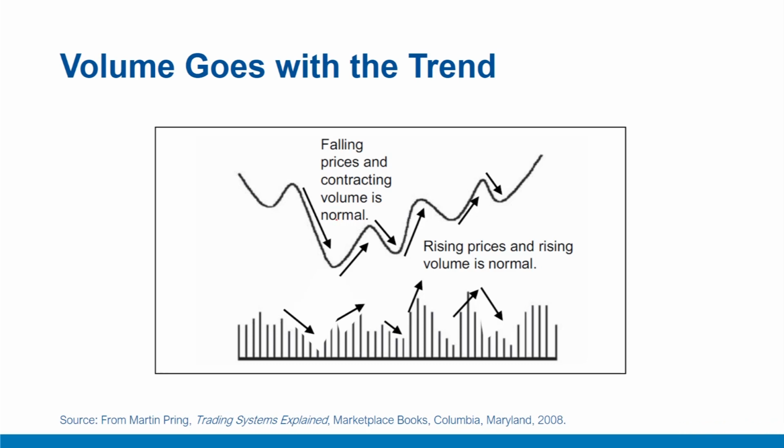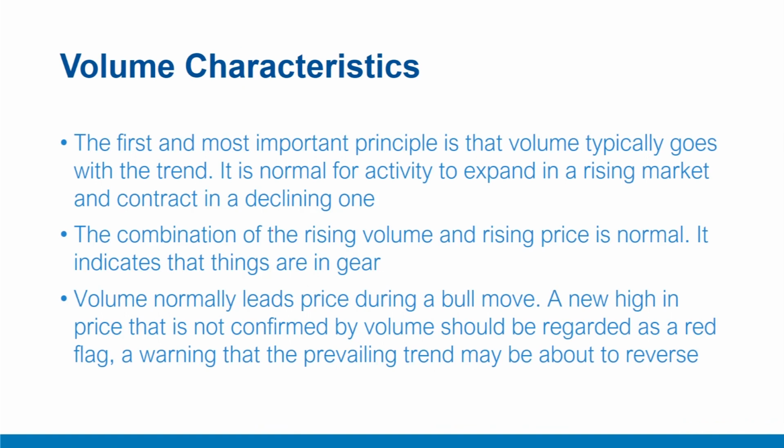Let's look at this diagram here. For example, falling prices and contracting volume, like here, is a normal situation, and rising prices and rising volume is also a normal situation. The first and very important principle is that volume goes with the trend. So it is normal for volume to expand in a rising market and contract in a declining one. The combination of rising volume and rising price is also normal, as we saw. It indicates that things are in gear.